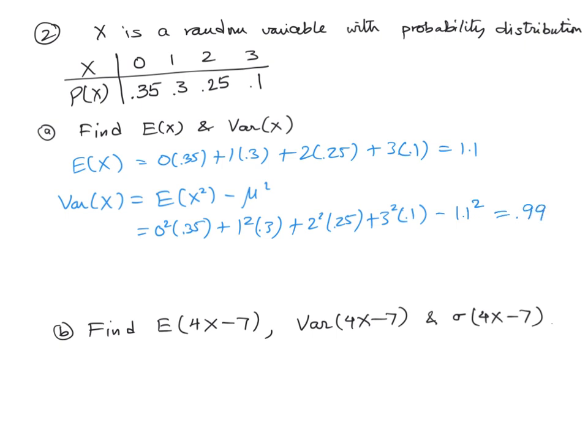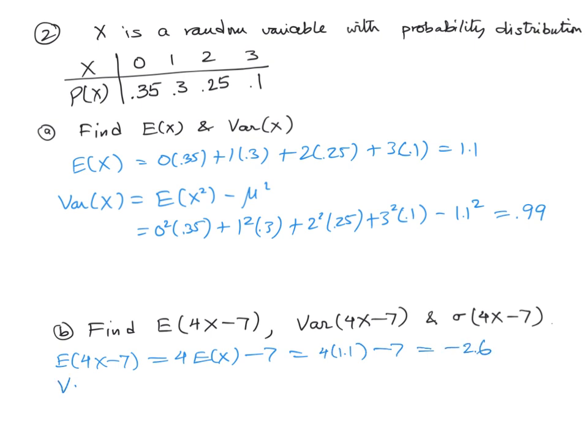Now the question says, find the expected value of 4x minus 7. So the hard way to do this problem is to multiply every x by 4 and then subtract 7 and create a new random variable. But that's a waste of my time. Instead, I'm going to use the properties of expected value. So expected value of 4x minus 7 is just 4 times expected value of x and then minus 7. Well, I already did expected value of x, that was 1.1. So it's 4 times 1.1 minus 7, which ends up being negative 2.6.